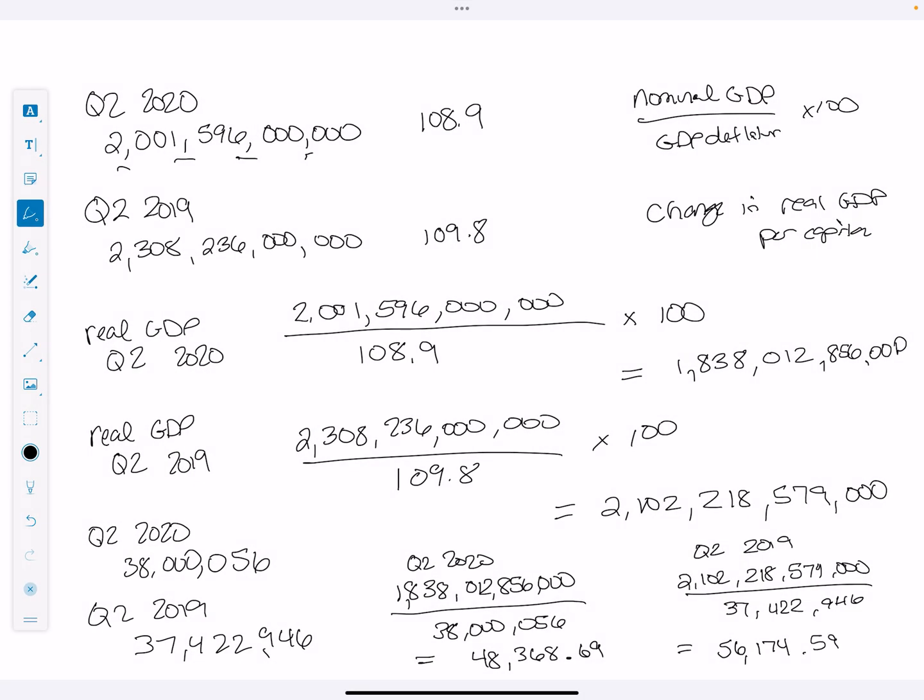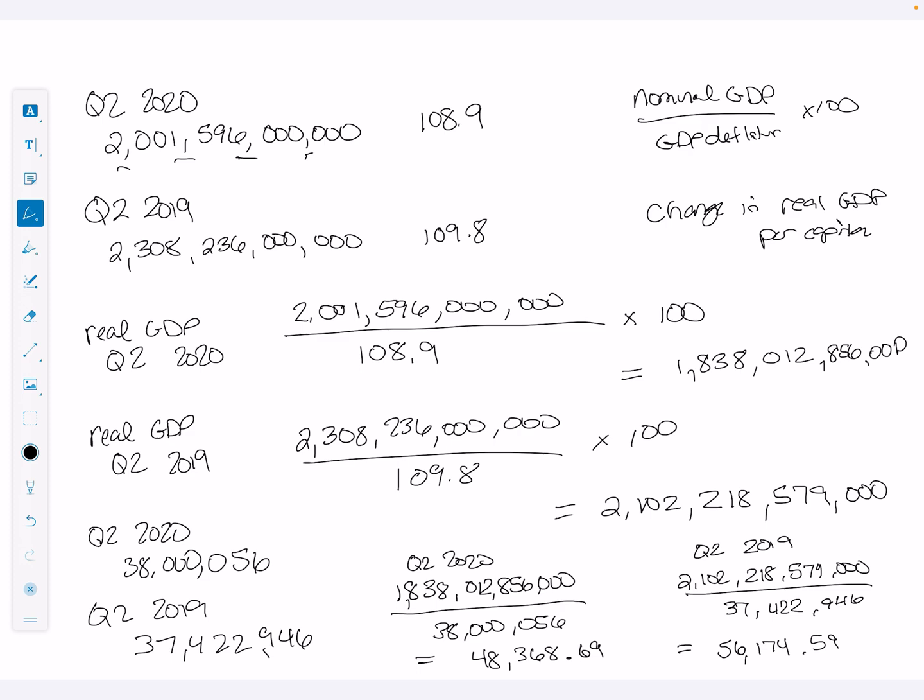So notice that in 2020, real GDP was less, so we were producing less. Our population was higher, so we're spreading less across the number of people, and so that can have a big impact in your GDP per capita.